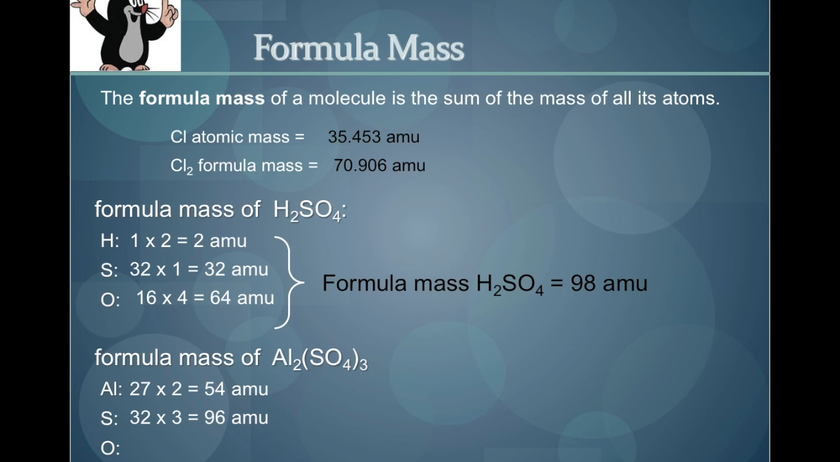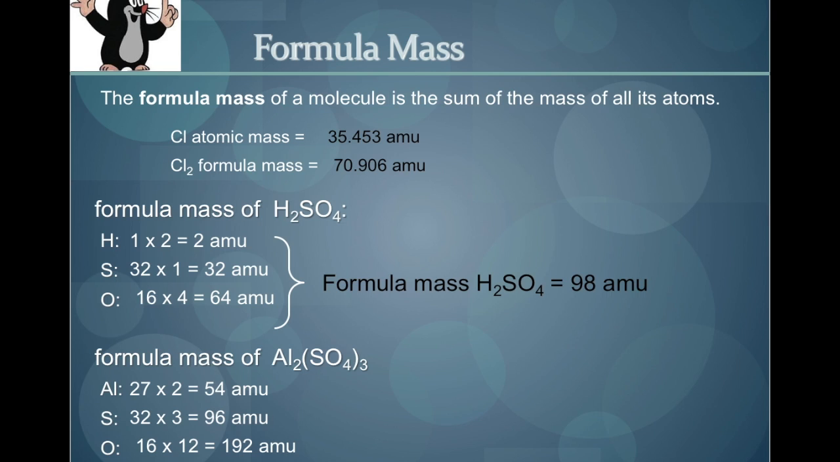And oxygen, there's 16, it's got an atomic mass again of 16, and then there's 4 of them, but then there's 3 sulfite anions. So basically, that's 4 times 3 is 12, so that's 192.